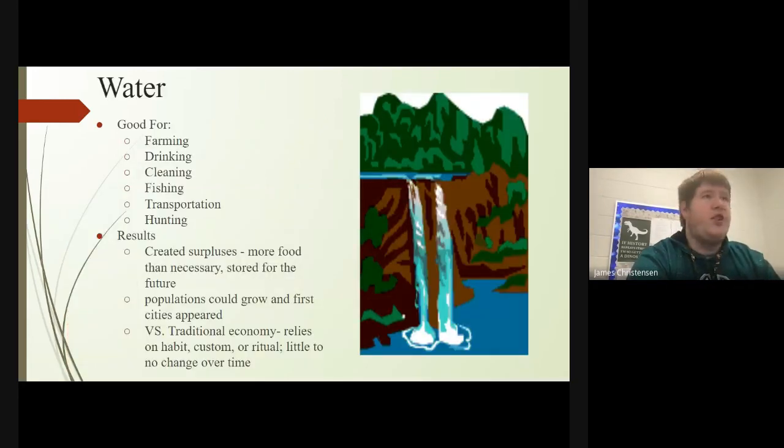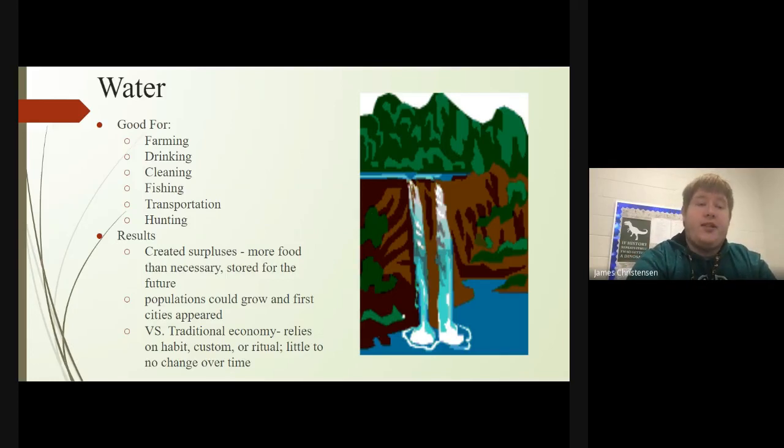Now, just as much as a city is important to civilization, water is just as important. We need that to live. Without it, we can't survive. It's good for farming, drinking, cleaning, fishing, transportation, and hunting, because all living things need water. The result of this is that it created surpluses, so more food than necessary, that would then be stored for the future, whether preserved or cooked in a way that it would last a long time. Populations could grow, and first cities appeared.